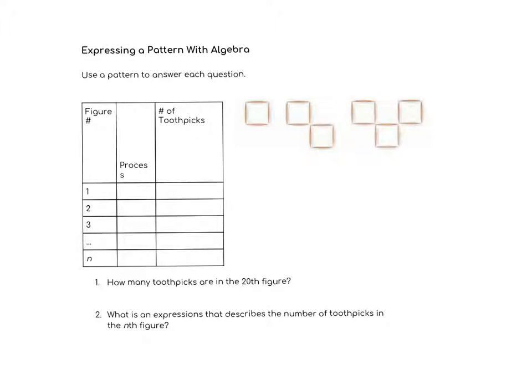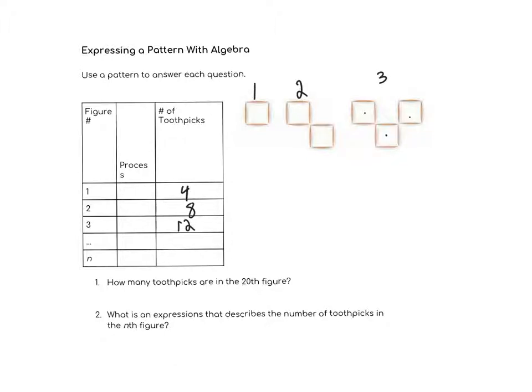Sometimes it helps us to write a pattern out as an equation or as an expression. If you start with this pattern, there's 3 things, right? But the first question I have is how many toothpicks are in the 20th figure? I don't want to draw this out 20 times, right? That's awful. So look here. Figure 1, I have 4 toothpicks, right? Figure 2, 4 here and 4 here, so I have 8 total. And I keep that going. I have 4, 8, 12.